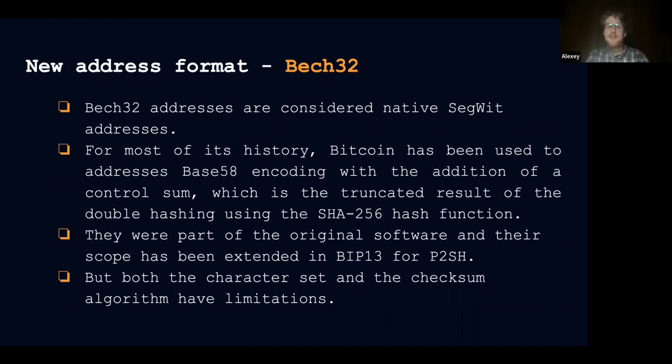When the segregated witness update was introduced, it brought a new address format, which is called Bech32. And Bech was chosen because it sounds kind of similar to base. So like base, the base of this format consists of 32 letters of the alphabet. So it's called Bech32. An additional advantage of this encoding algorithm is that 32 is a power of 2. To be precise, it's 2 to the power of 5.